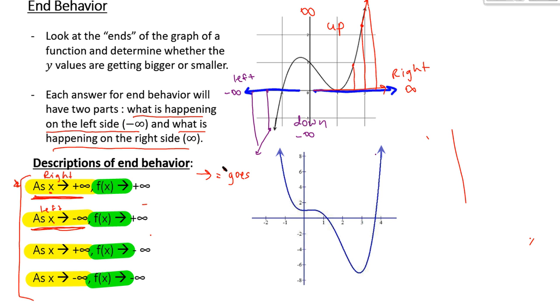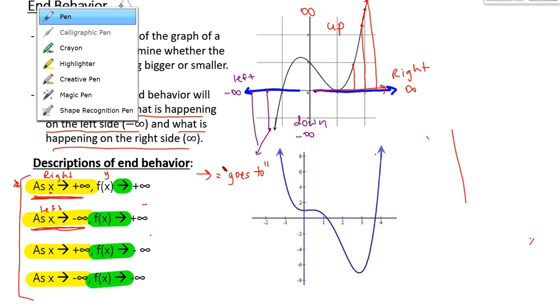All right, so again, let me start at the beginning. This first statement says, as x goes to positive infinity, which translated says, as x is going to the right, as we're going on the right side of the x-axis, and the comma is a pause, f of x goes to, f of x is the same thing as y.